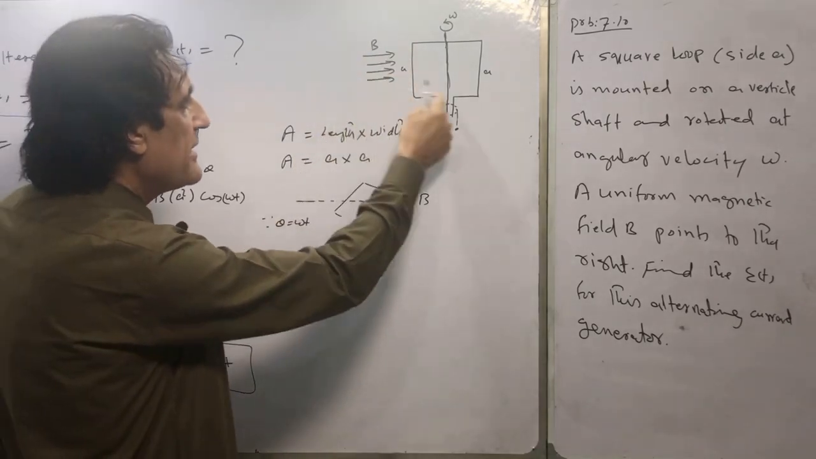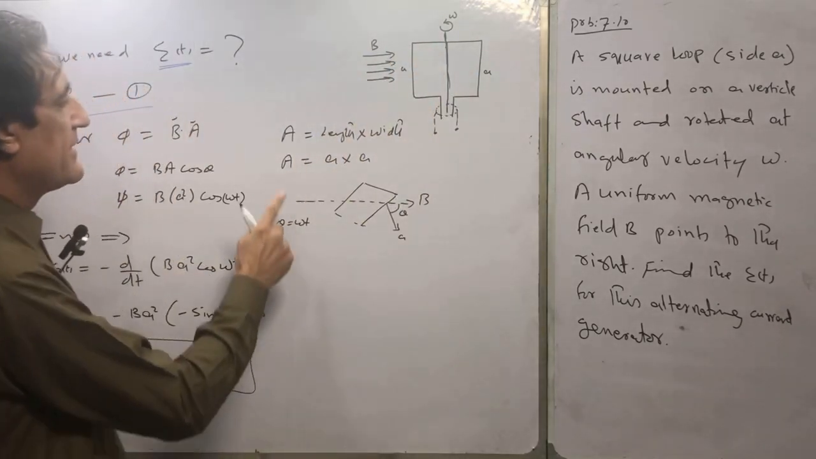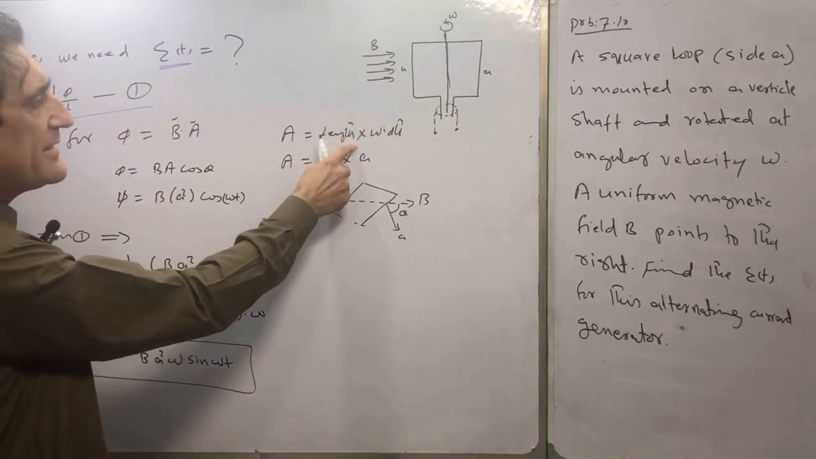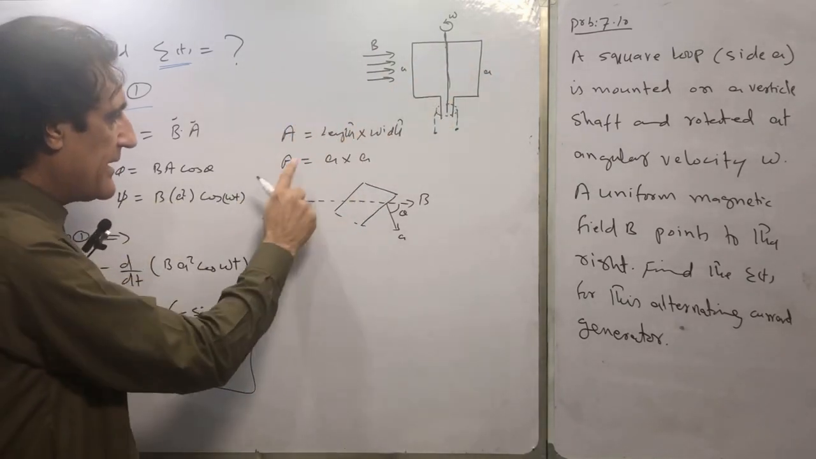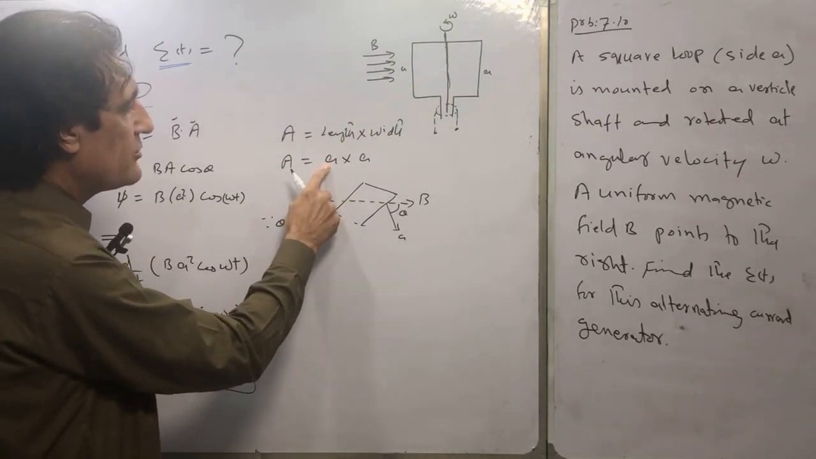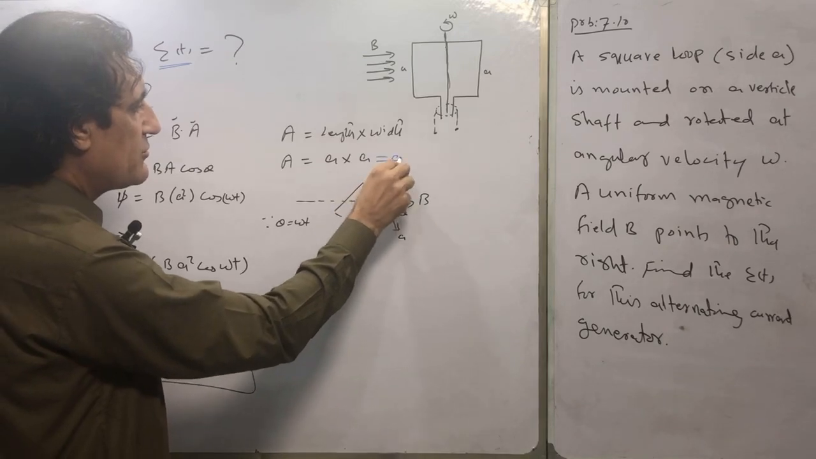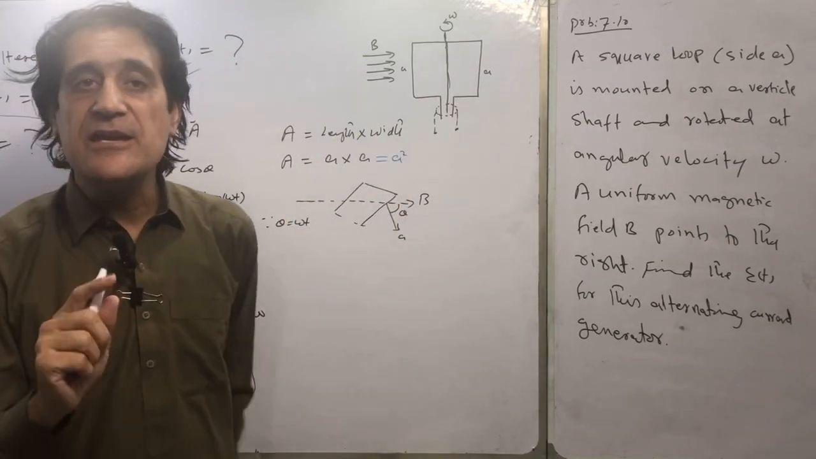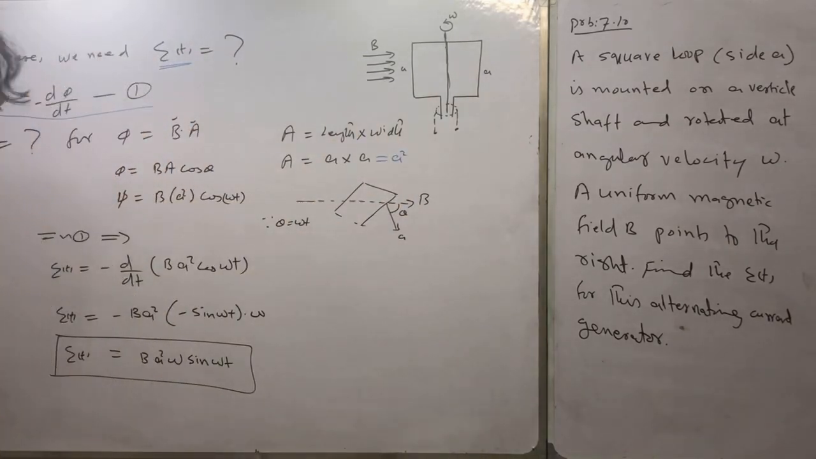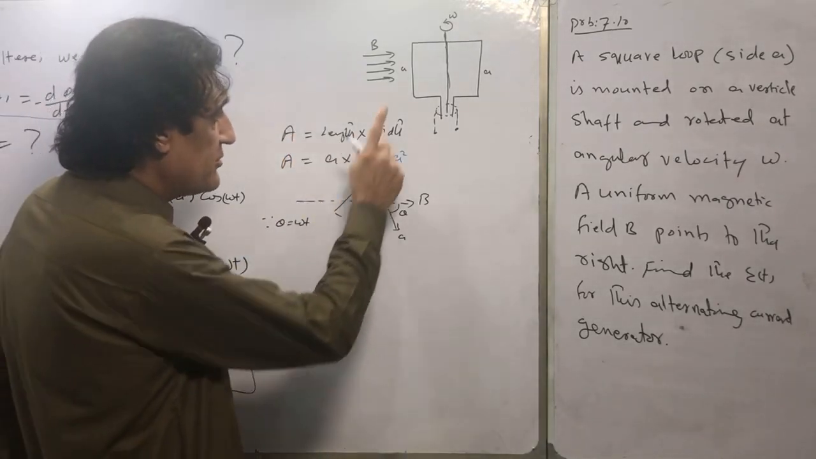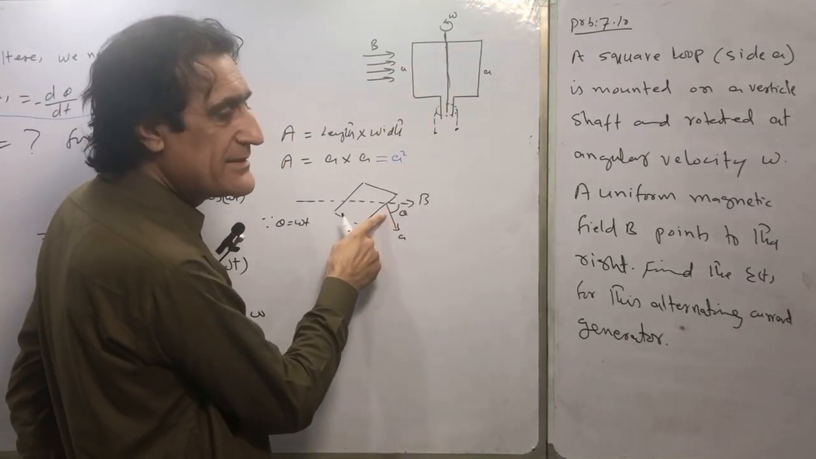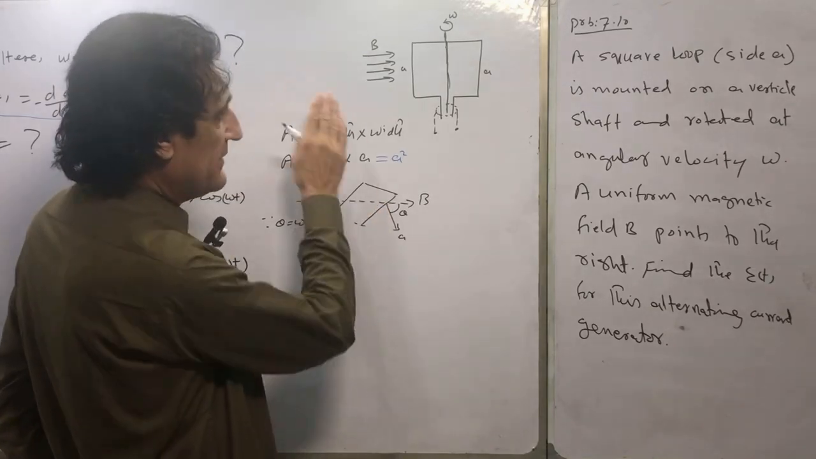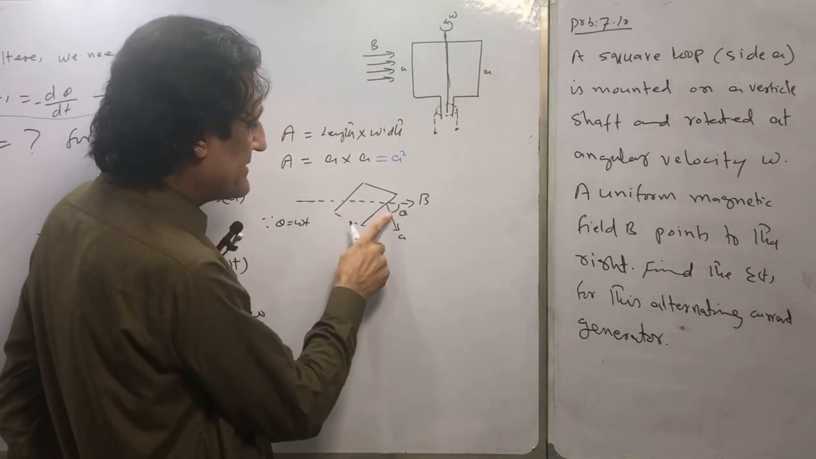Here the area of this loop is length into width. Length and width are equal, it is A. Then area is equal to A into A, which is equal to A square. So this is the area of this loop. This loop also makes an angle theta with the magnetic field.